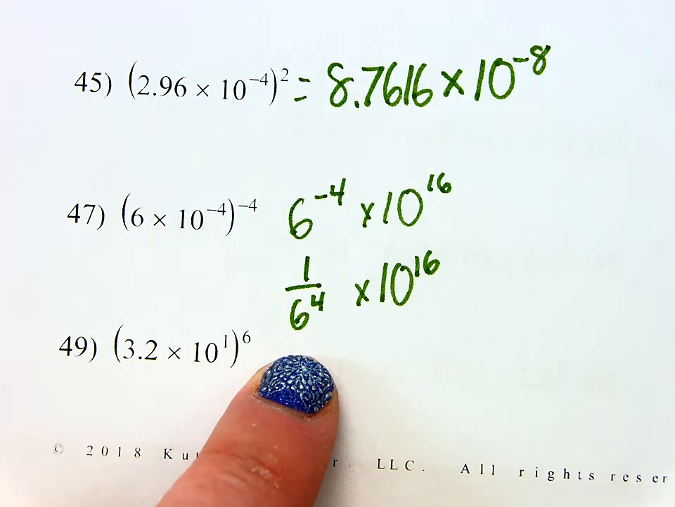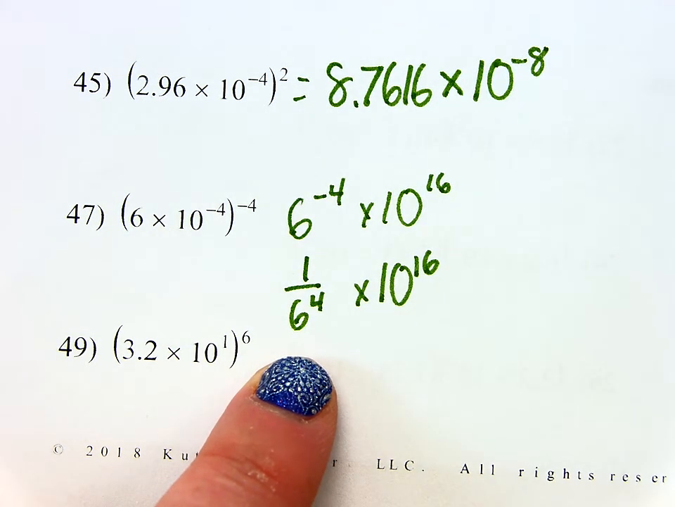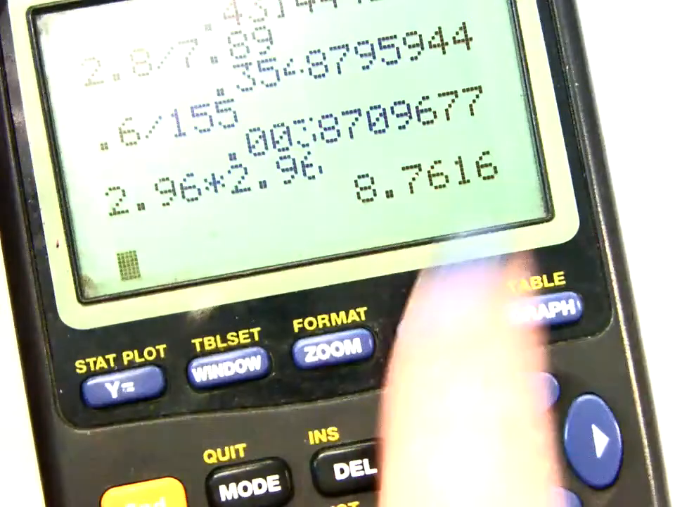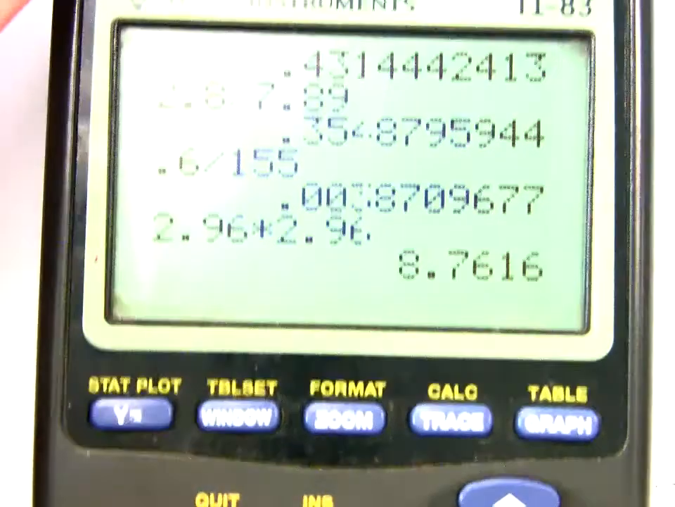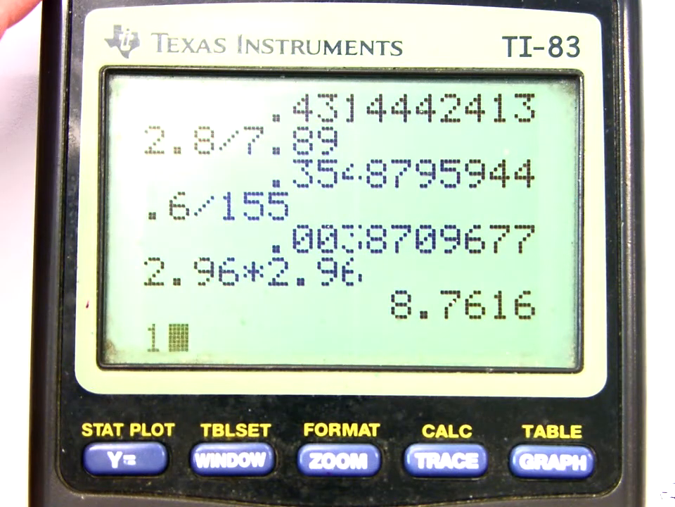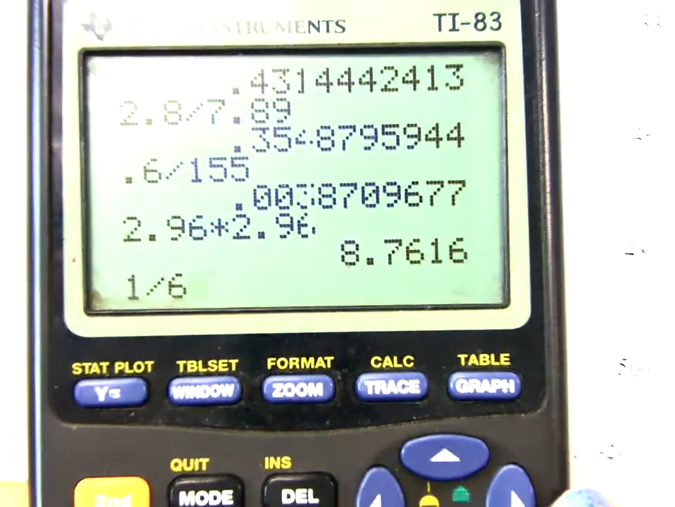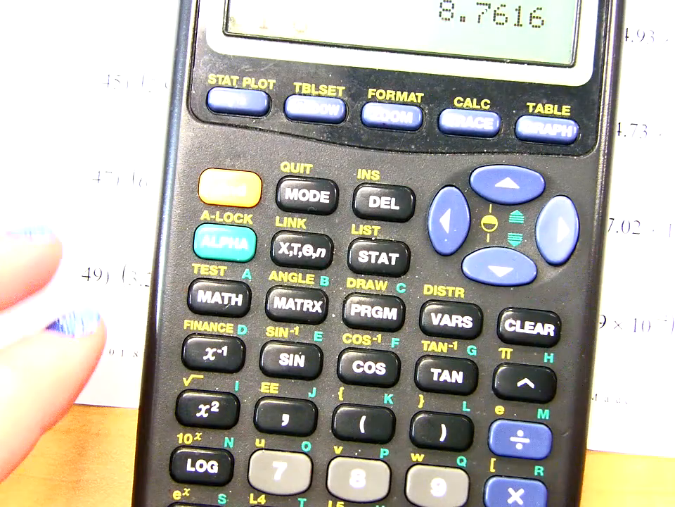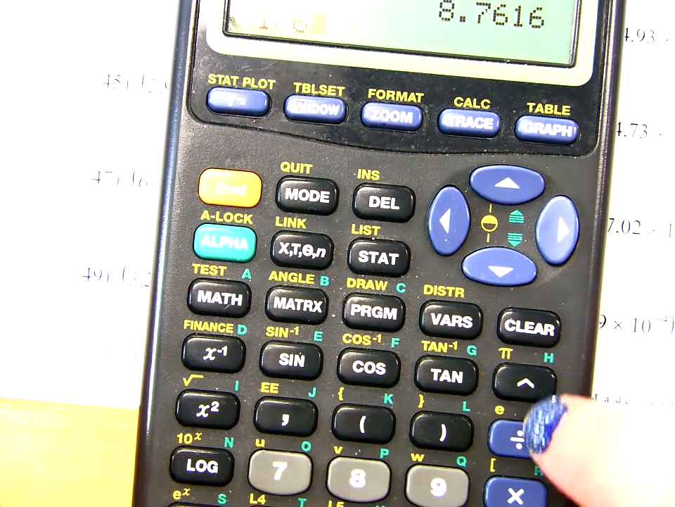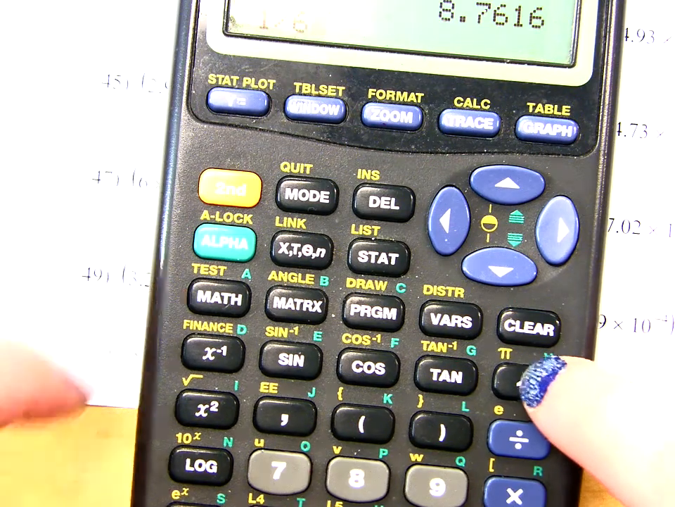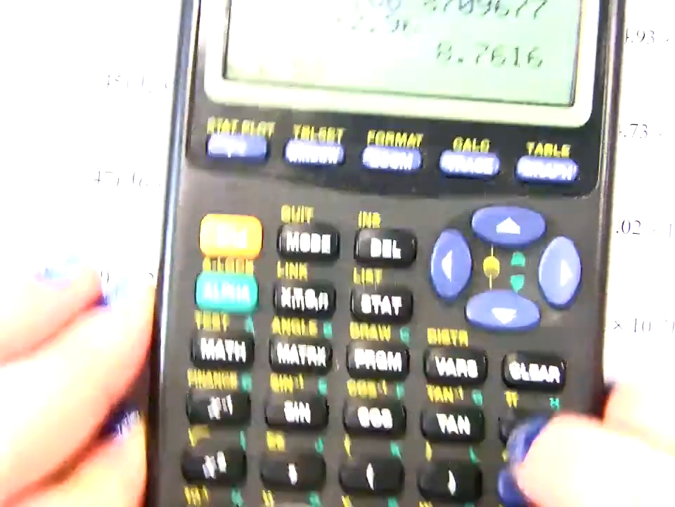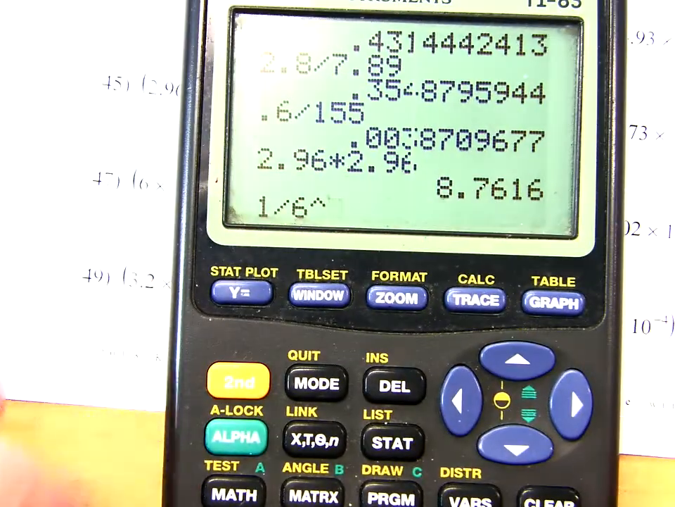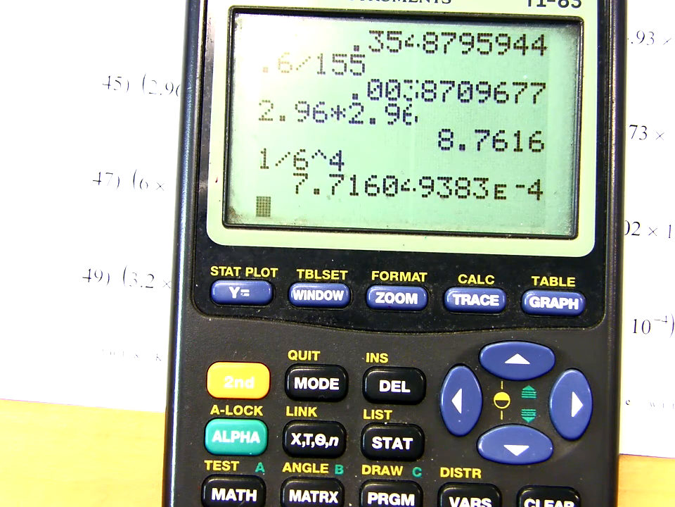So I'm going to do, on my calculator, 1 divided by 6 to the fourth. Do you remember how to do different exponents? So watch. I want 1 divided by 6. And then you remember how you raise something to the fourth power? Yeah, we have to use the caret key. So it's above the divide over here. See the little caret like you had on your phone keyboard? So caret to the fourth. So there is 1 divided by 6 to the fourth.